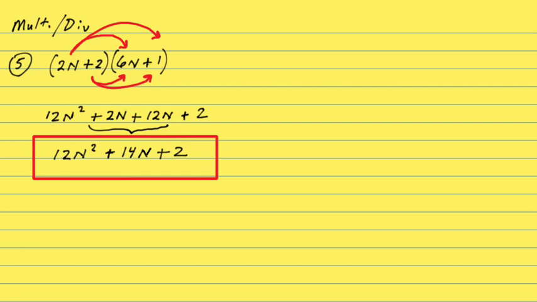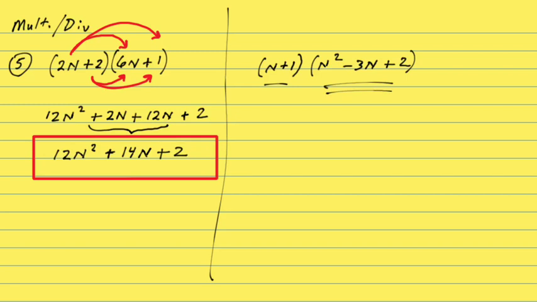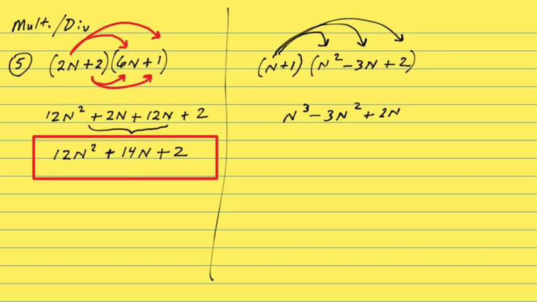Now, if all you know is foiling, let's say n plus 1 times n squared minus 3n plus 2. If all you know is FOIL, you couldn't do a binomial times a trinomial. That's why we don't teach it as FOIL, you teach it as distribution. What's n times n squared? N to the third. N times negative 3n, negative 3n squared. N times 2, 2n. Now distribute the 1 times n squared is n squared.